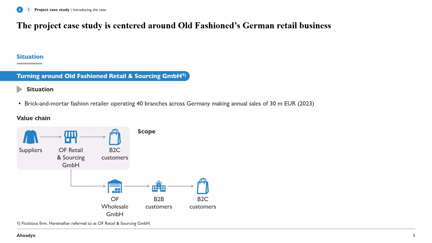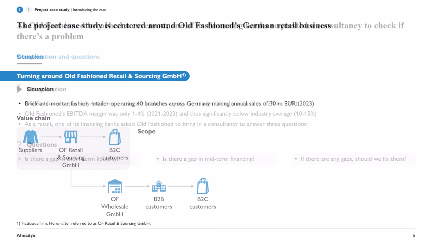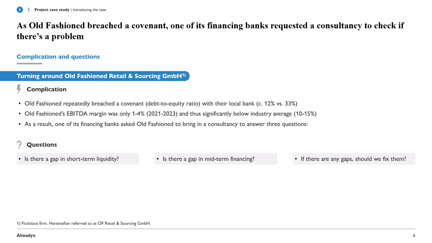Now, while Old Fashioned is entirely fictitious, it's important to point out that for this case, I looked up the annual reports of a fashion retailer from Germany that actually recently had to file for bankruptcy, and I closely mirrored what's in these in terms of the business model, in terms of the financials. I adjusted this here and there to make the case a bit more insightful for you, but overall this is a pretty realistic case.